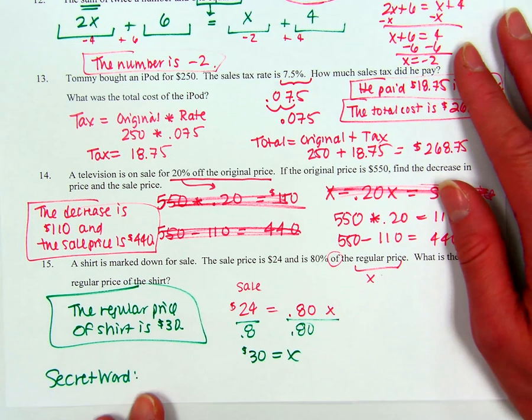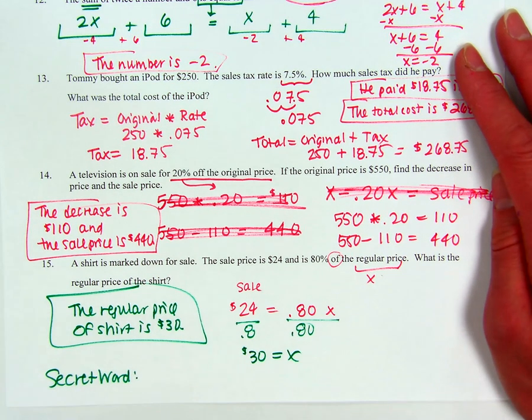All right, we'll do our secret word of the day. So the secret word is oops, because I made a big oops over there. Okay?